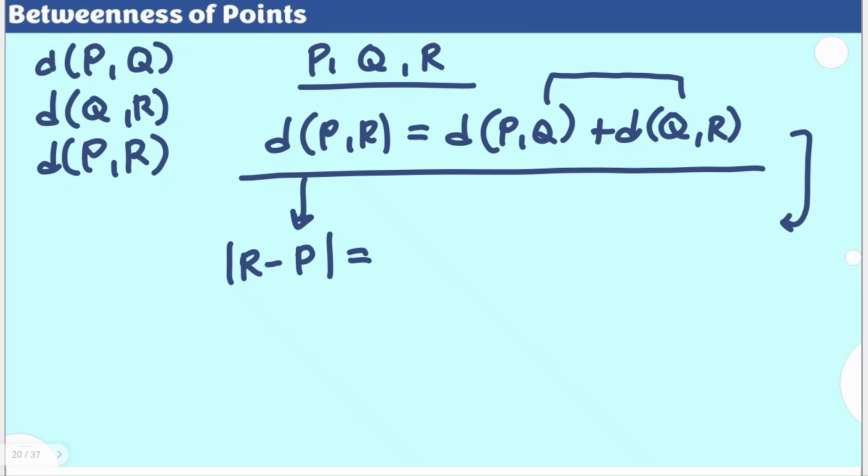The point here is this idea of betweenness. Once we could establish that the sum of two distances is equal to the other, the common point between those two distances which are added is the point between them.